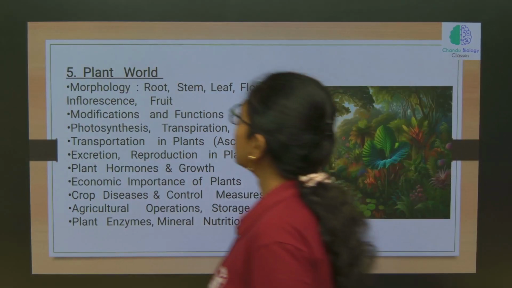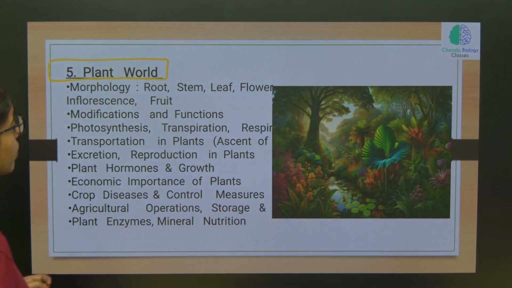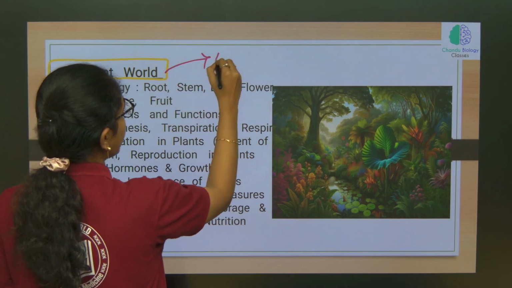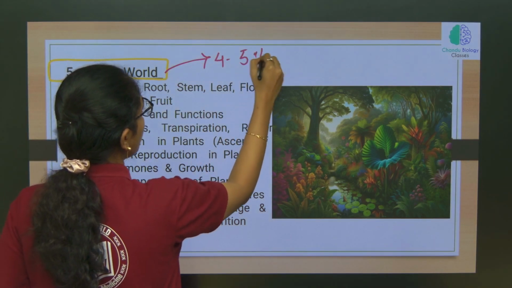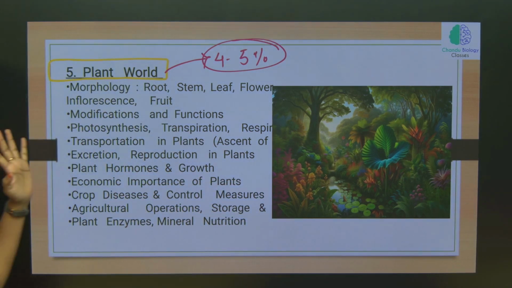Fifth chapter, that is plant world. Plant world is the fifth chapter. From this plant world, how much we can expect is again 4 to 5% of the questionnaire from the plant world in the TG PGT exam.